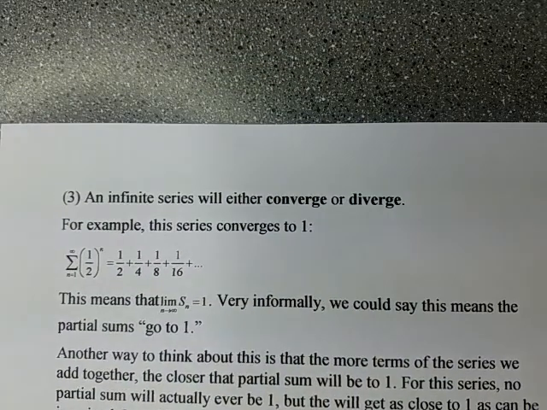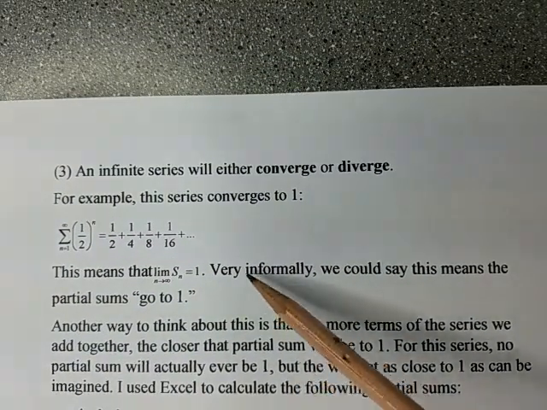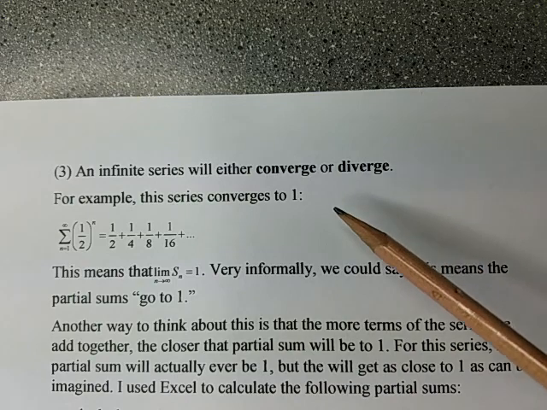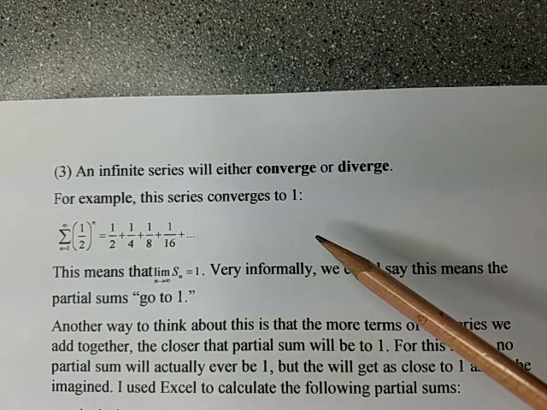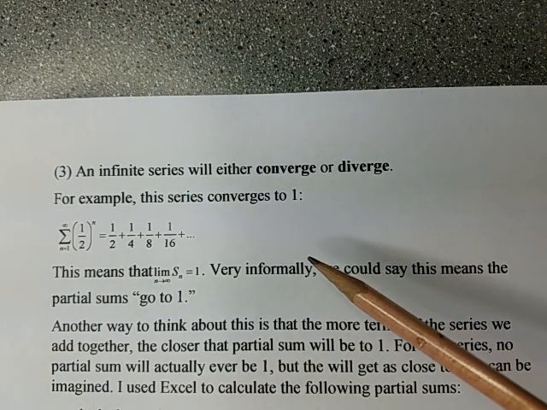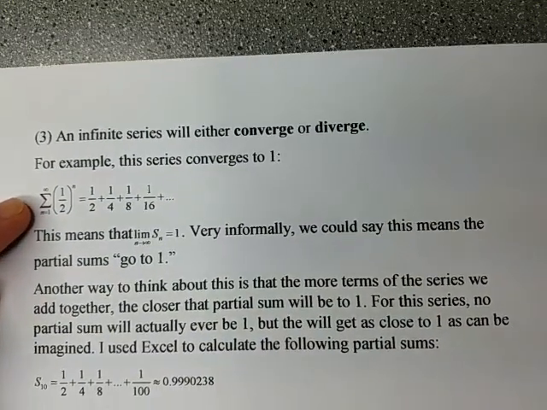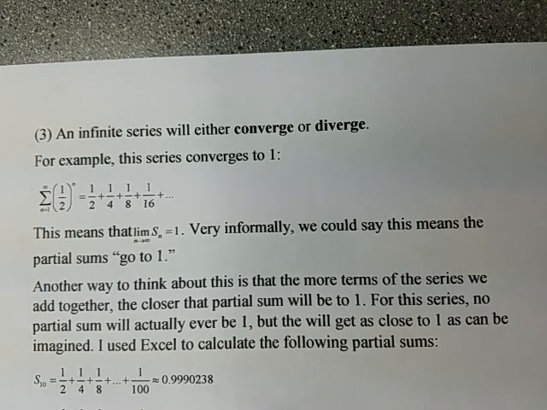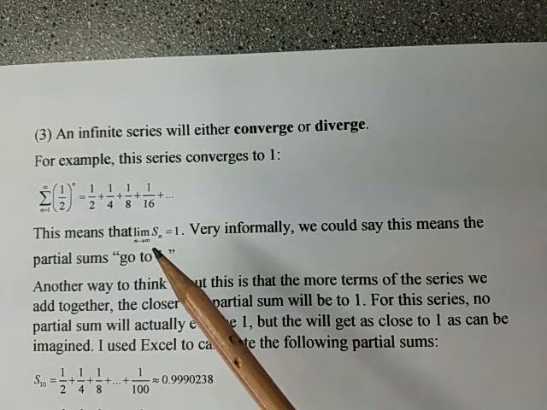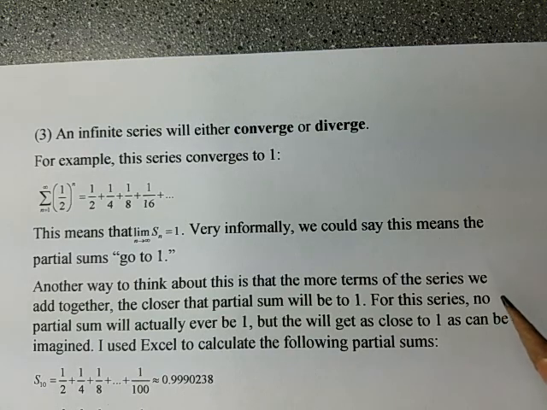So where did we go from there? We talked about whether an infinite series will converge or diverge. Every infinite series will either converge or diverge. So here's an example of an infinite series that converges to 1. All that means is that the limit as n goes to infinity of the partial sums is 1. That just means that the more terms we add together, the closer the answer is going to be to 1.